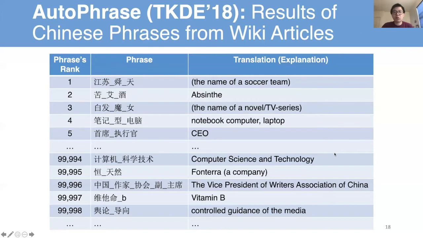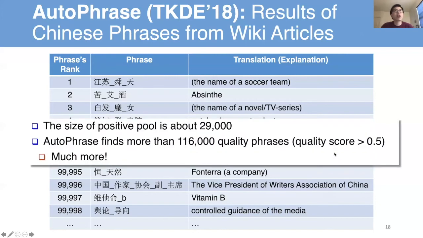In fact, most of the high-quality phrases are not covered by the Wikipedia positive pool. In the positive pool we got, we only have 29K phrases in total. But AutoPhrase actually finds more than 100K high-quality phrases with a quality score greater than 0.5. So it confirms that there are way more high-quality phrases that we should find from the candidate pool.